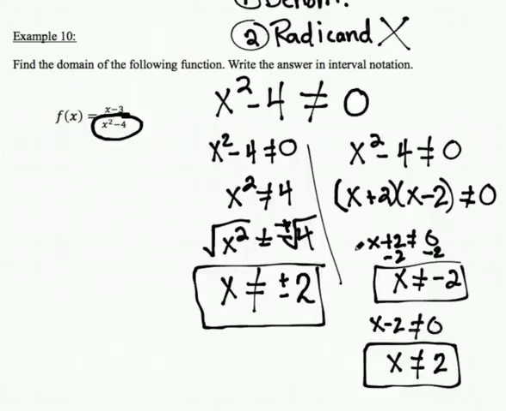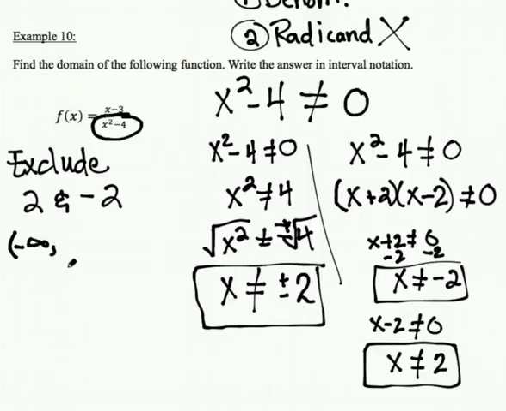Now, what I have to do is take my answer and write it in interval notation. So I'm saying all values except 2 and negative 2. So I have to exclude 2 and negative 2. Okay, everything else works. So here's how you write that in interval notation. I want all values, so I want everything from negative infinity up to my first exclusion. The first exclusion that comes up is negative 2. I stop there and I pick back up.